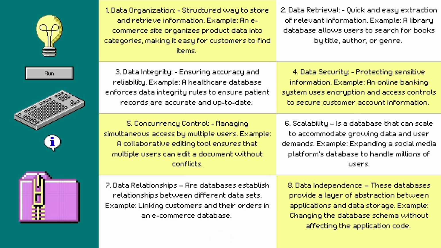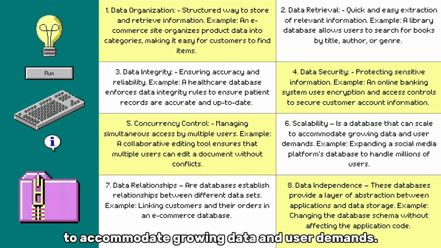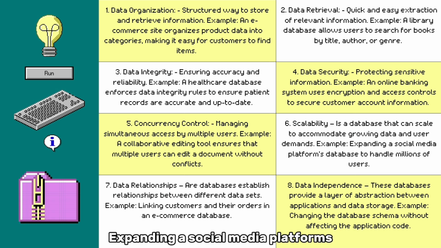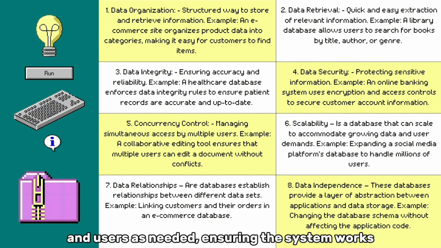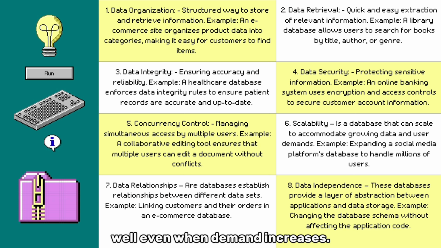Six, scalability. A database can scale to accommodate growing data and user demands. Example: expanding a social media platform's database to handle millions of users. Trivia: horizontal scaling adds more servers, while vertical scaling adds more resources to an existing server. It means they can expand to handle more data and users as needed, ensuring the system works well even when demand increases.